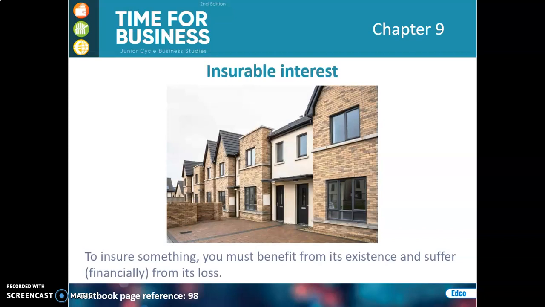So insurable interest means to insure something, you must benefit from its existence and you must suffer financially from its loss. You cannot insure somebody else's property. You can only insure something that you own yourself and you benefit from its existence. So I cannot insure my neighbor's car because I do not benefit from its existence, nor do I suffer from its loss, but I can insure my own car.